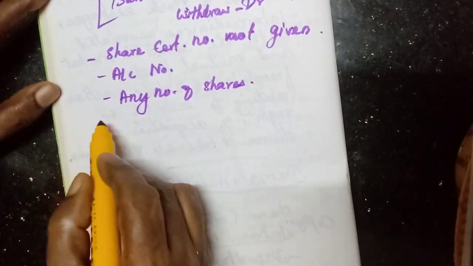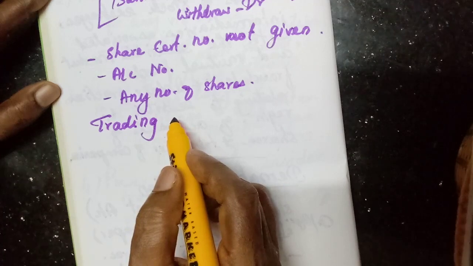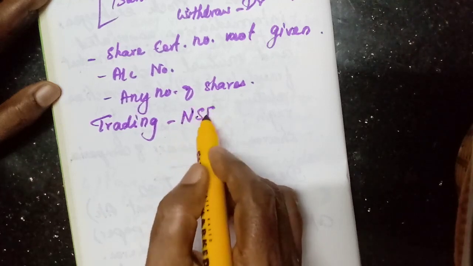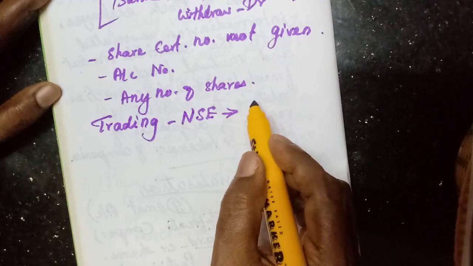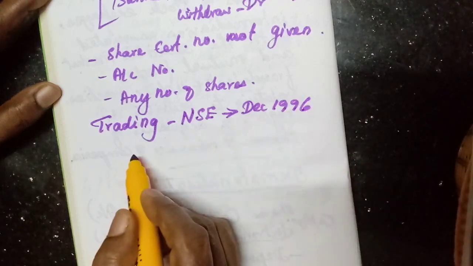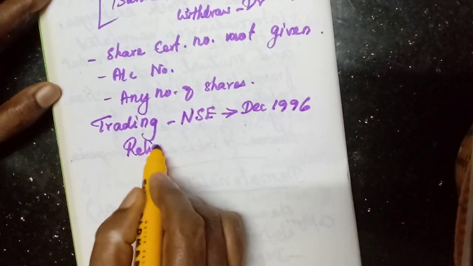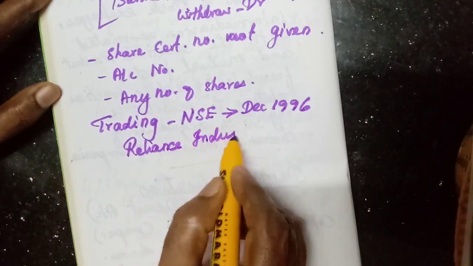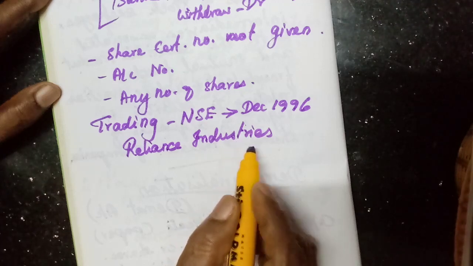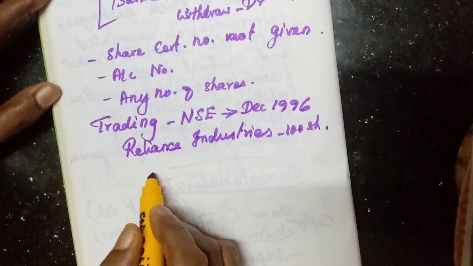Then here in India, when this demat account purchasing and selling commenced first, which exchange started it? The National Stock Exchange started the first demat account in December 1996. Which company bought the shares under demat account? Reliance Industries. It was the first company that got its shares in demat form, around 100 shares. For the first time, it changed its shares into demat form.